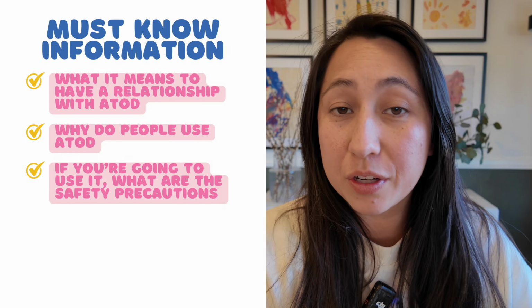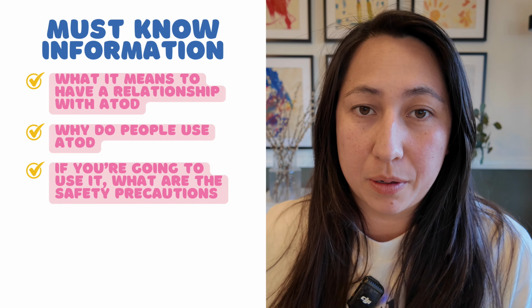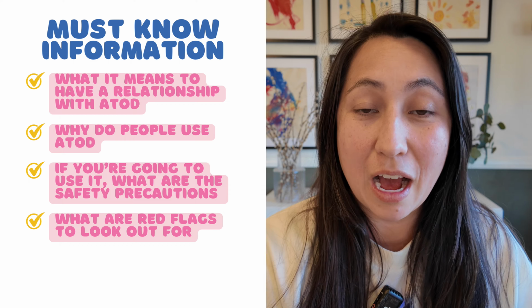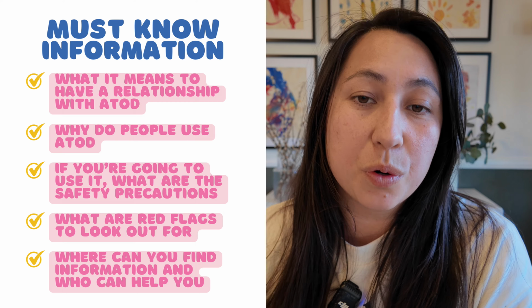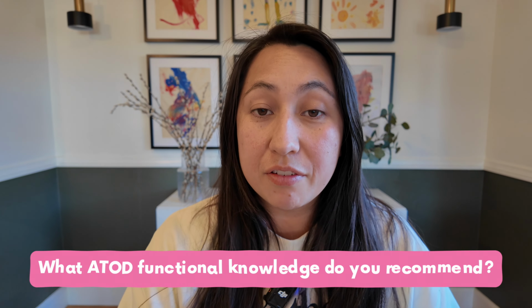The third thing: if you're going to use a substance, what are the safety precautions? We have the data to know which substances students are using, so we can have real conversations like, hey, if you're going to drink alcohol, these are the things you need to do to make sure you're doing it safely. The fourth and fifth are red flags. What are the red flags to look out for in terms of substance use? And connected to those red flags, where are the resources, who are the resources that can help you navigate? Those are some of the things I recommend focusing on in terms of the functional, vital knowledge students need to know in terms of ATOD.